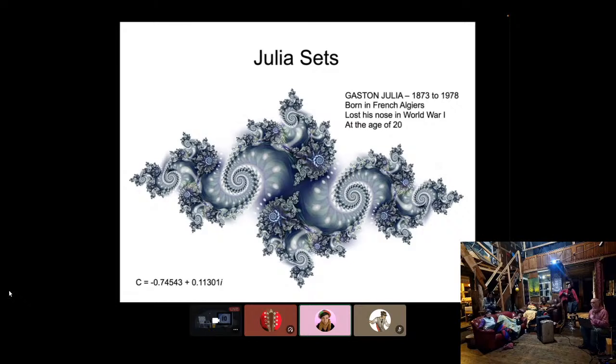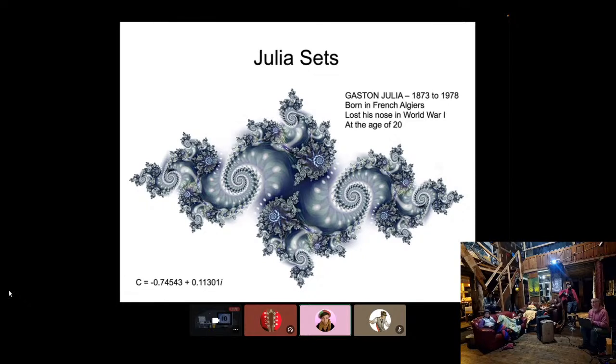The person that came up with it actually described not the Mandelbrot set, but something called the Julia set, and it was Gaston Julia, I guess. Don't know, not very good at pronunciation of things. He lost his nose in World War I at the age of 20, and he described mathematically these sets here, that there would be such shapes.